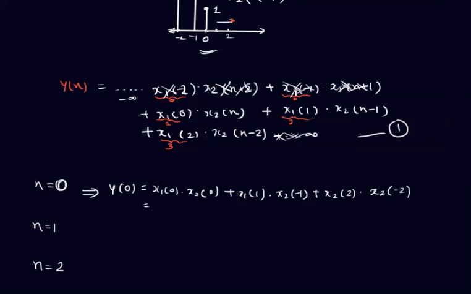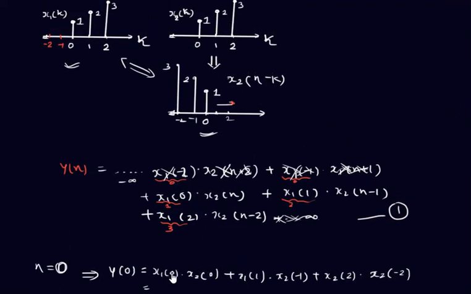Now from the graph we have some magnitudes. At the location of 0, x1 has magnitude 1. So I am writing x1 of 0 is equal to 1 into x2 of 0; x2 of n minus k has magnitude 1. Again I am writing plus x1 of 1, at the location of 1 we have magnitude 2, into x2 at the location of minus 1, where we have magnitude 2, plus x1 of 2 into x2 of 2. In the second graph at the location of 2 we have 0 magnitude, so I am writing here 0.